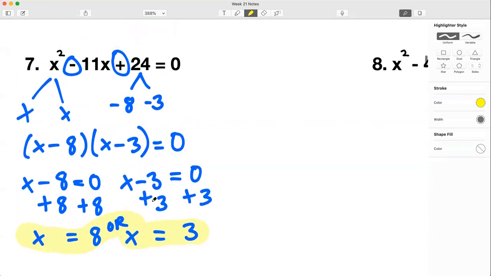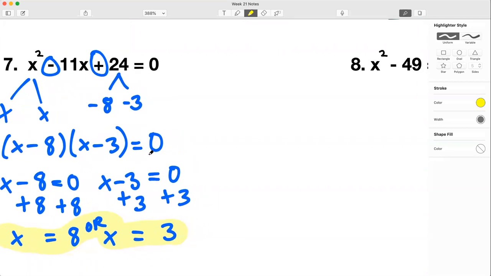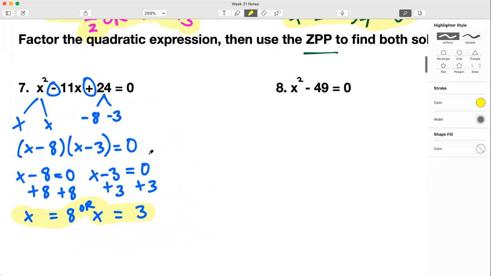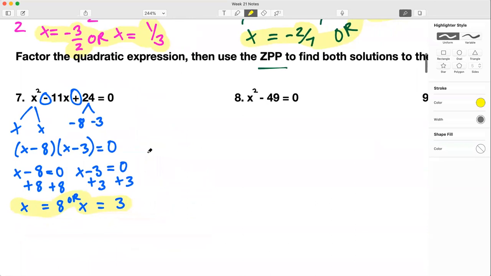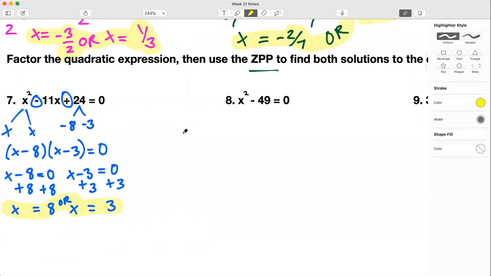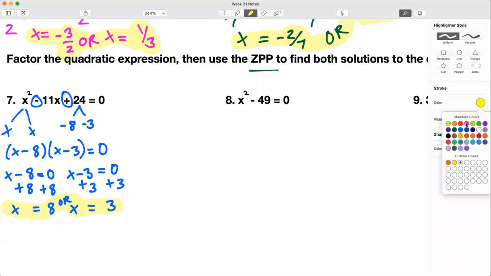So 8 will work for this equation. If you plugged 8 in for x, 8 squared minus 11 times 8 plus 24, you'd get 0. If you plugged in 3, it would also work. 3 squared minus 11 times 3 plus 24 equals 0. Pretty interesting, but it is true. Okay, so you're probably wondering, maybe like, how could that be? But it is the case.